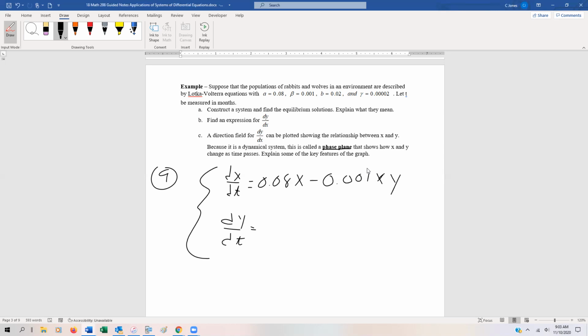Now for the other equation, we're going to have minus b, so that's going to be 0.02y. Basically what we're saying is that in the absence of the prey, the predators are going to decrease, and then plus, this is going to be the rate of increase, 0.00002xy.